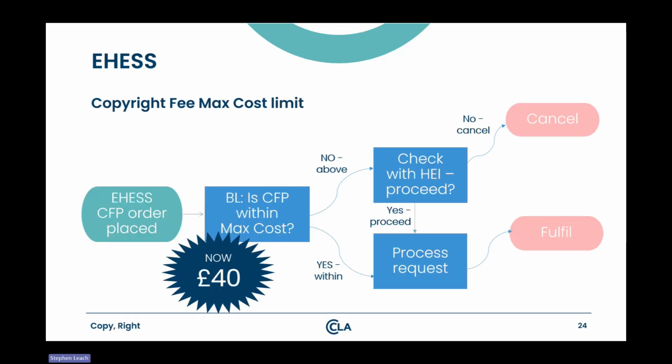And then since the last webinar, we've also been consulting on the max cost limit. As a reminder, that's the process that we've developed for copyright fee paid requests, which strikes a balance between cost control for you and level of administration for everyone else. So when an order is placed, the British Library will check the copyright fee for a title, and if it's within the agreed limit, they'll go ahead and process it without having to confirm. But if it's above the max cost, they'll come back to you with the price and check whether or not you'd like to proceed, just in case it's vastly high and more than you want to pay. And to date, that limit has always been £40.